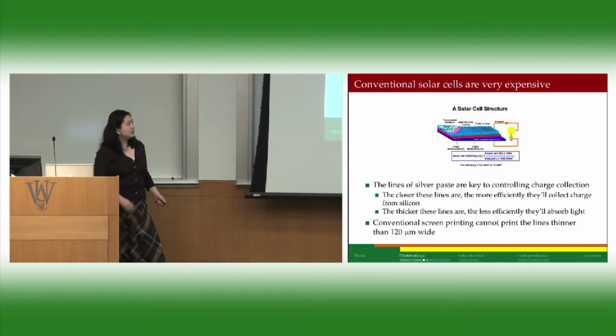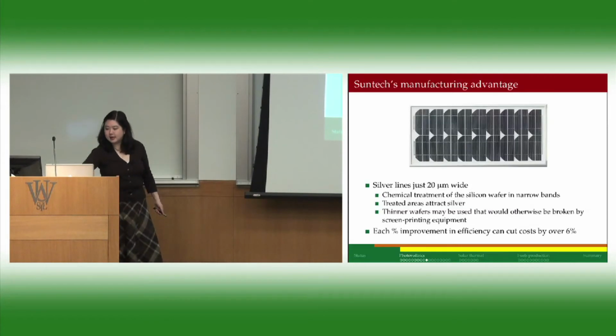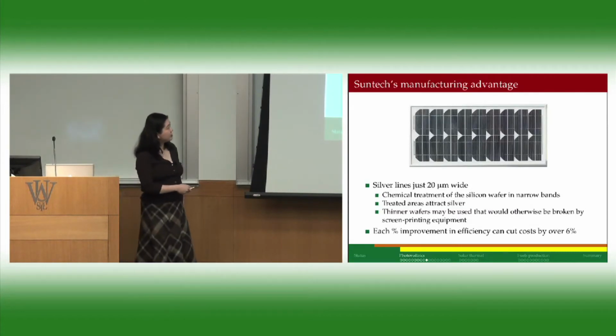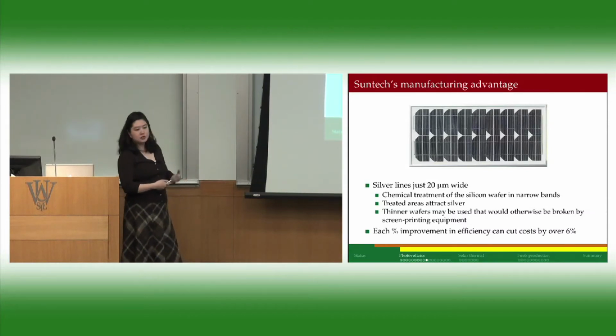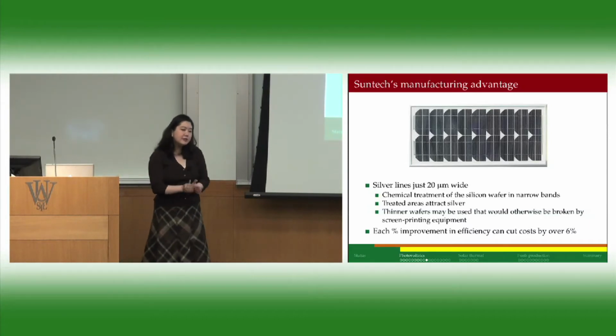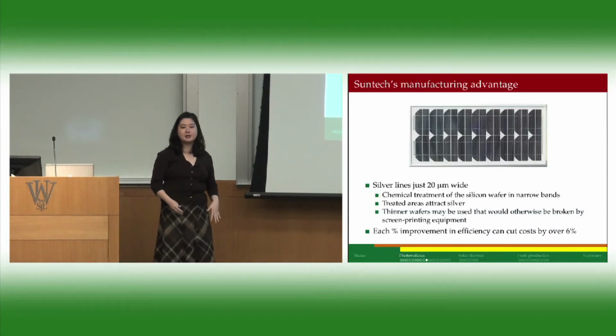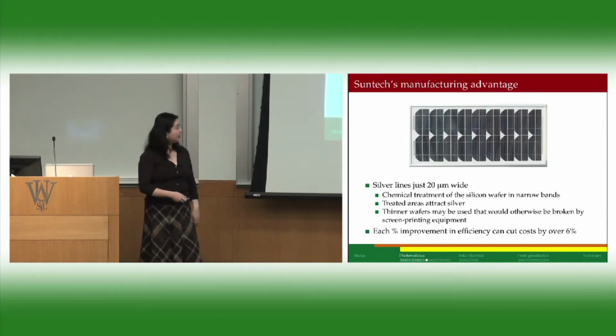So that was a limitation, and Suntech was able to overcome that. Now they're able to make lines just 20 microns wide. They use a chemical treatment process where they etch these little lines out, and these etched lines are able to attract the silver. So they can etch them really close together, and then silver just deposits on them. It's not screen printing, it's an etching technique.